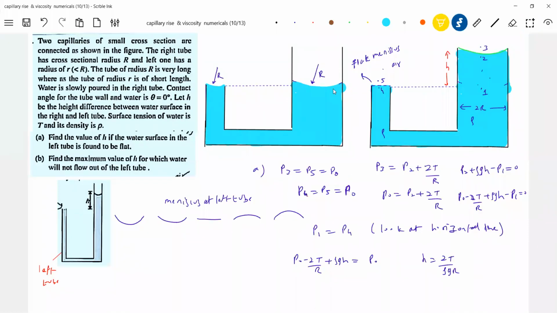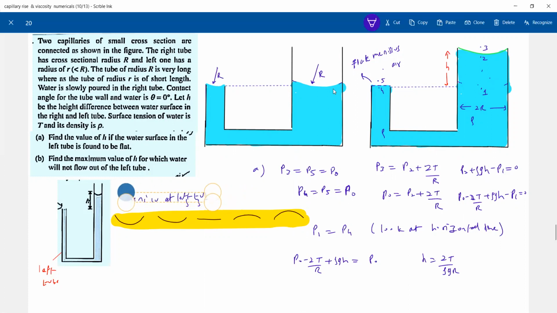Okay, this is something very important. As h is greater than 0, the meniscus at the left tube changes. This is for h equal to 0. This is for h max. This is for h, what we have calculated.